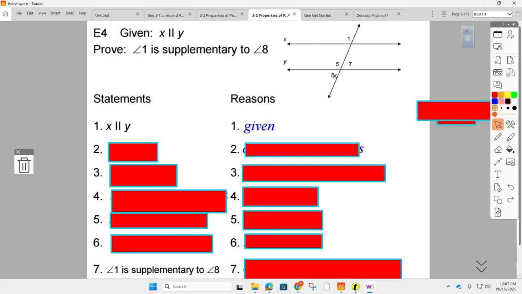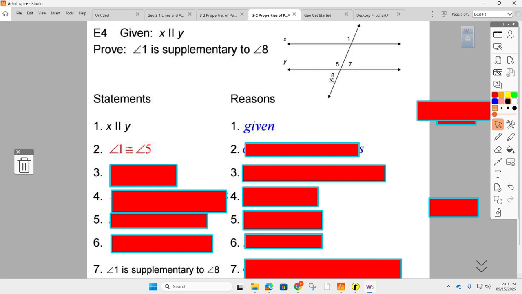So we're going to start with one or the other of those angles. We're going to pick angle 1. Angle 1 is congruent to angle 5. So we know that angle 1 and angle 8 are same side exterior angles.